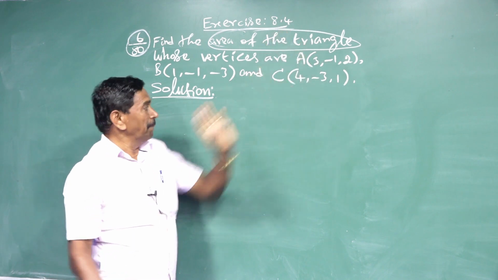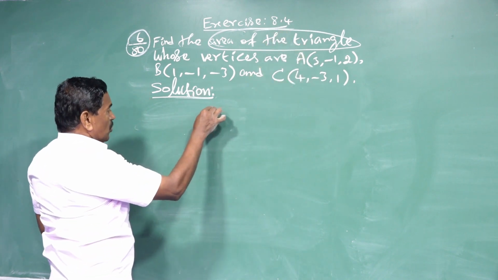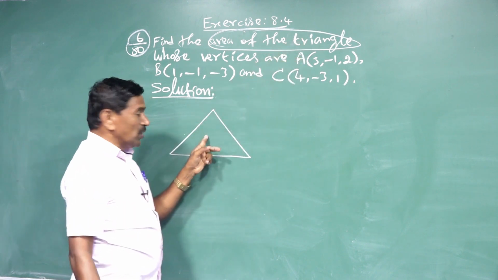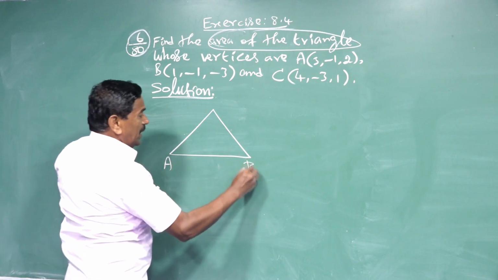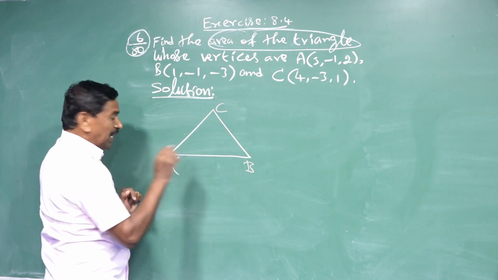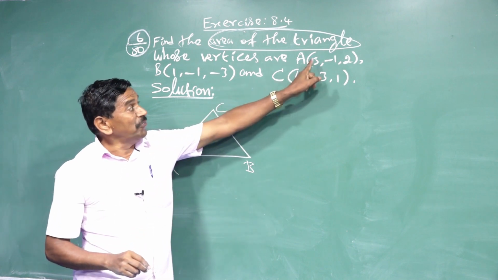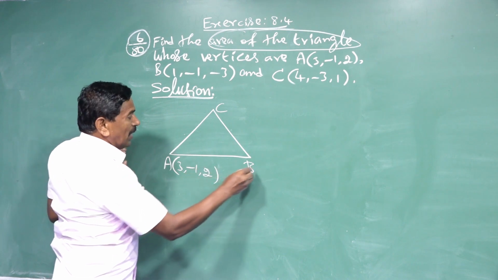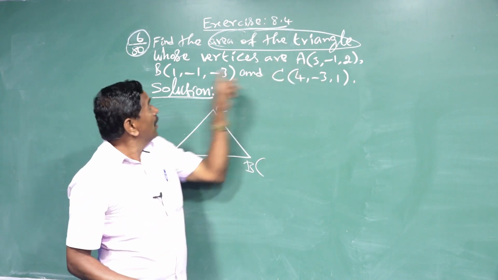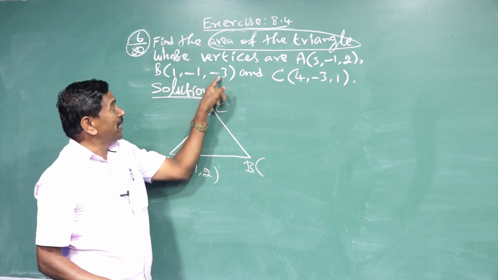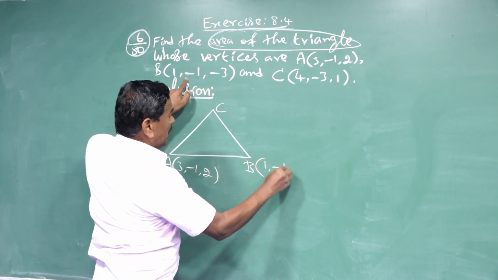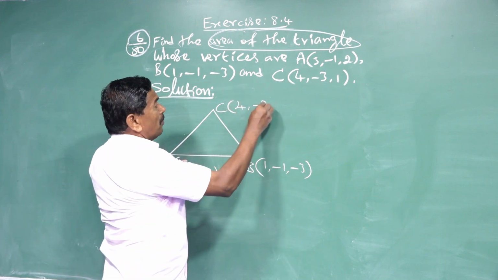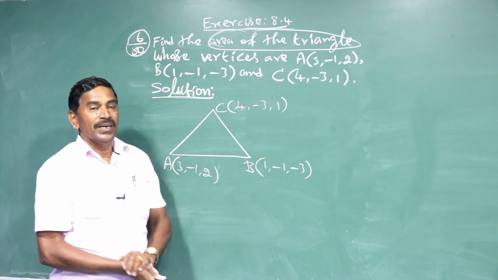First, let us draw the diagram. Draw the triangle. Let A, B, C be the given triangle. A is the point 3, minus 1, 2. B is the point 1, minus 1, minus 3. C is the point 4, minus 3, 1. That's all.